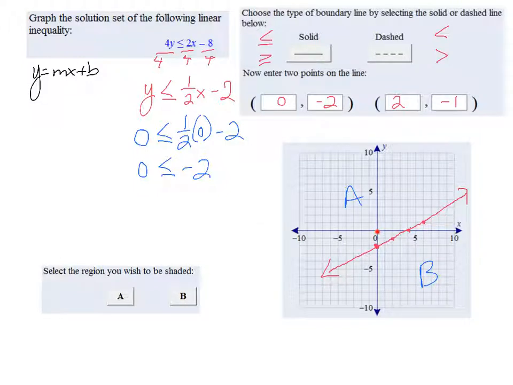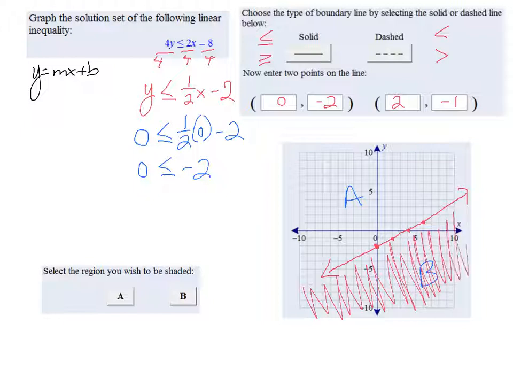This spot right here didn't work, which means that everything on this side of the line isn't going to work. I just have to do one test point and see if it works or not. And if it didn't work, then I'm going to shade on the other side. I want to shade on side B, so it would look like this.